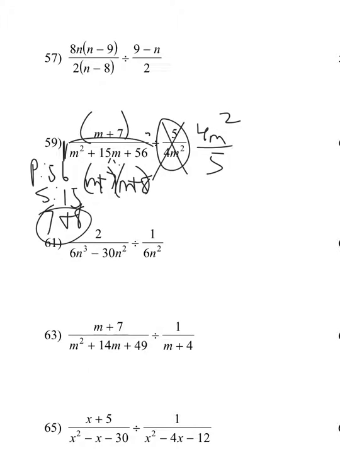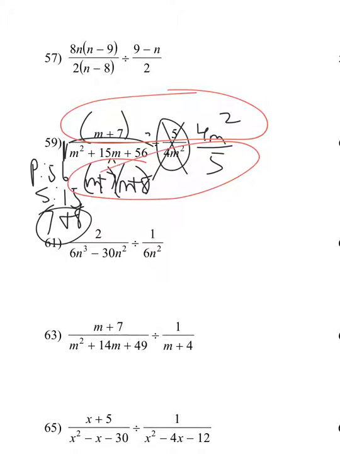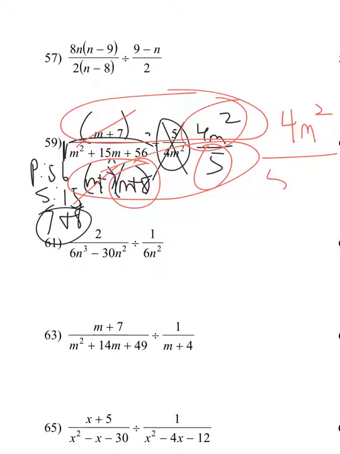Now let's look at what cancels. So I've got all this on top: my m plus 7, m plus 8, and my 5 on the bottom. So m plus 7's cancel. So here's what I'm left with on top: 4m squared over 5 times m plus 8. I'm going to write the 5 down in front and put the m plus 8 after.